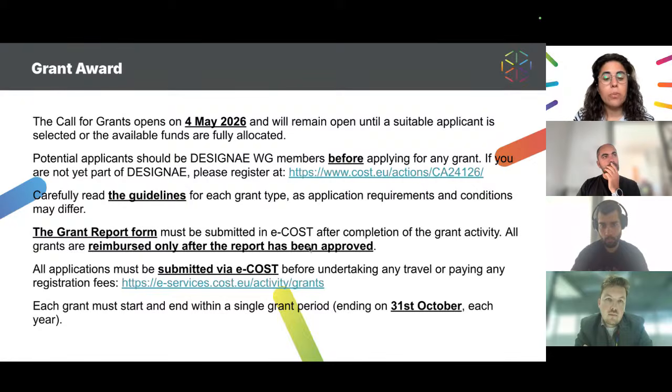So you cannot be paid or reimbursed if you do not submit this final form.